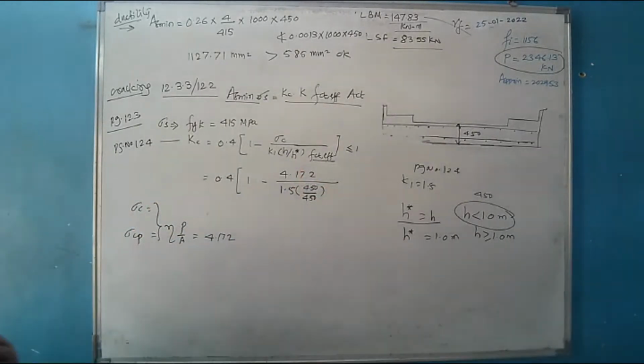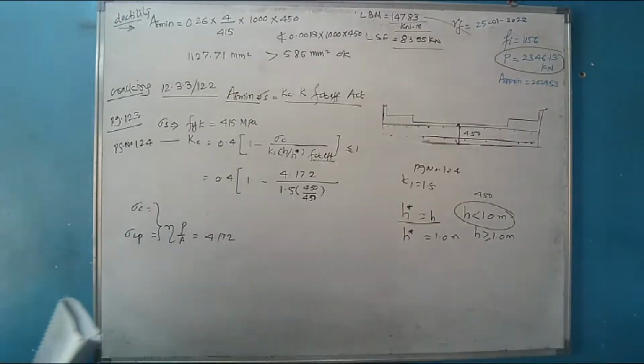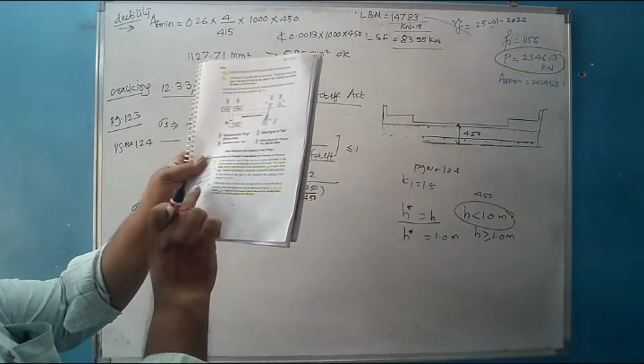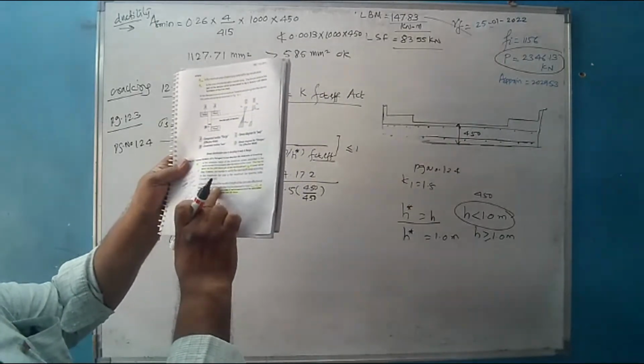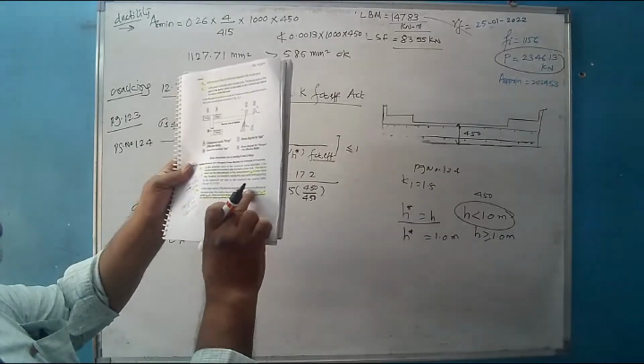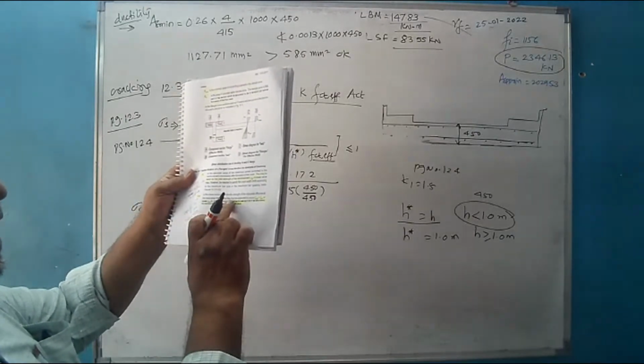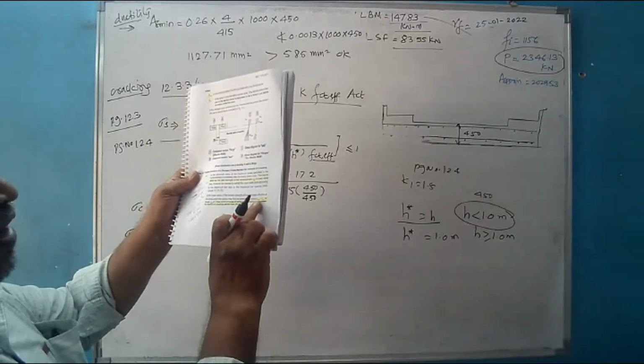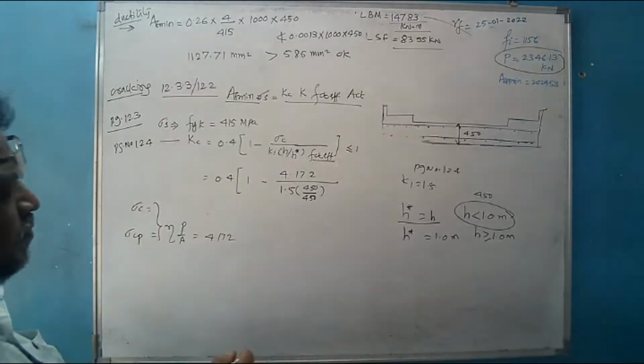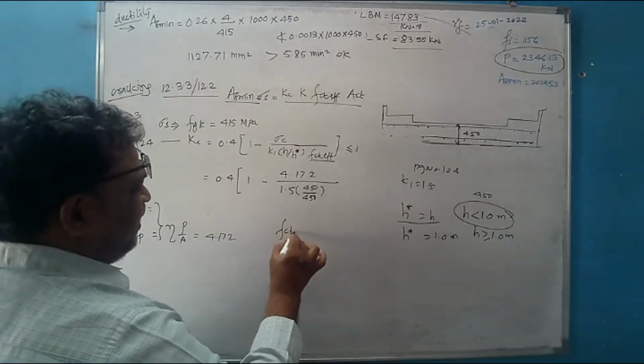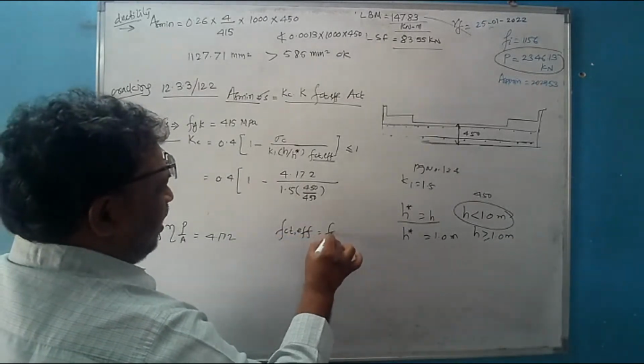हमको यहां रखना है सिर्फ वैल्यूज. What is that FCT effective? FCT effective must be defined here. You please refer for FCT effective. Okay, page number 123. ये यहाँ पर दिया पेज नंबर 123. FCT effective is the mean value of the tensile strength of concrete effective at the time when the crack may first be expected to occur. FCT effective is equal to FCTM.